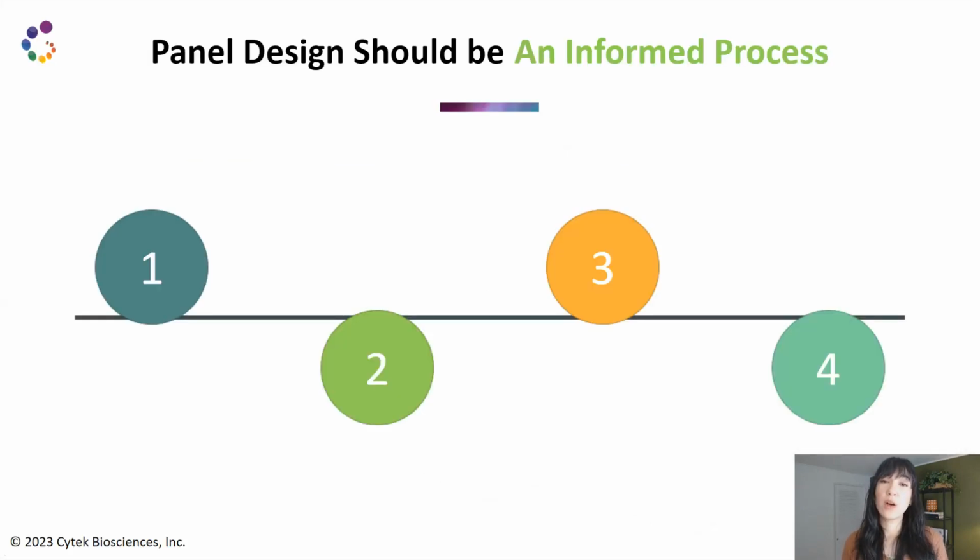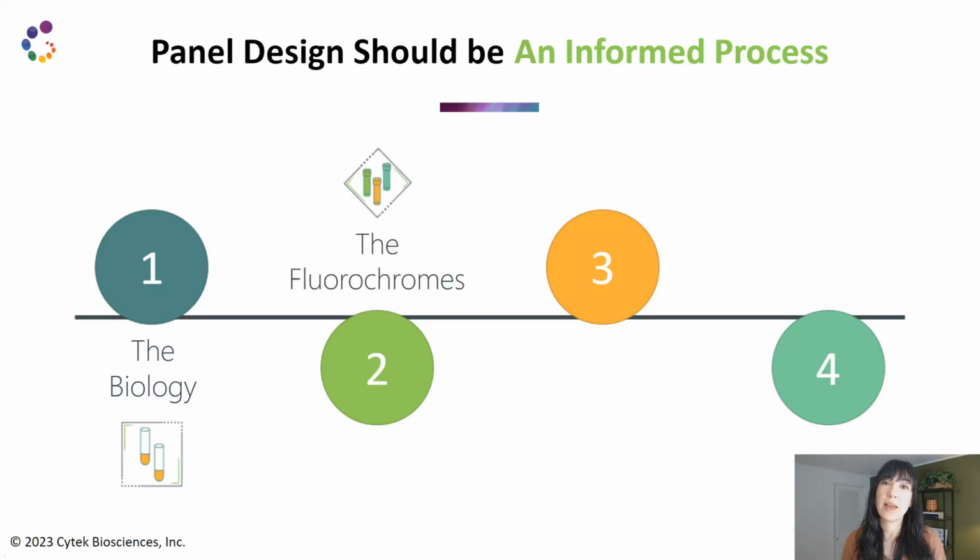Okay, so for the workflow and the main structure of this talk, I'm going to be talking about the panel design process in 4 steps, and it really should be informed. So to start out, we are going to gather information. So the first thing we want to gather information about is the biology. We want to know our scientific question and what populations we are interested in investigating. The second step is we're going to gather information about the fluorochromes, and that's going to come down to our cytometer configuration, and we'll also talk about some characteristics of the fluorochromes so that you can combine them together in a panel.